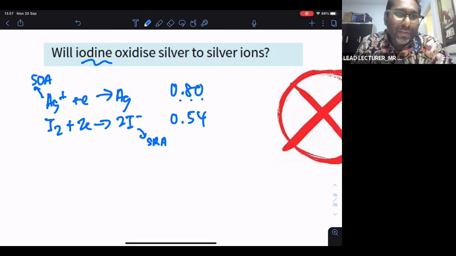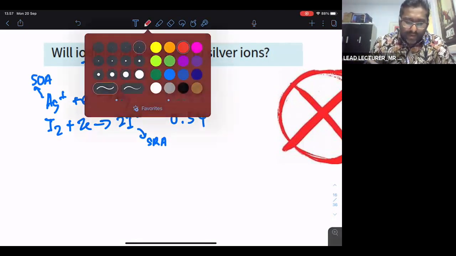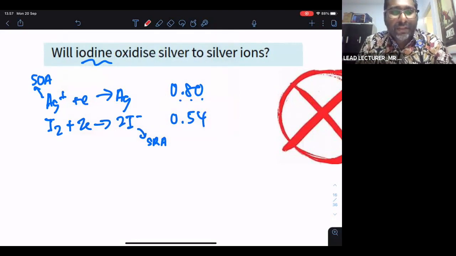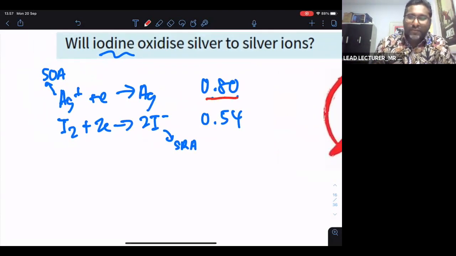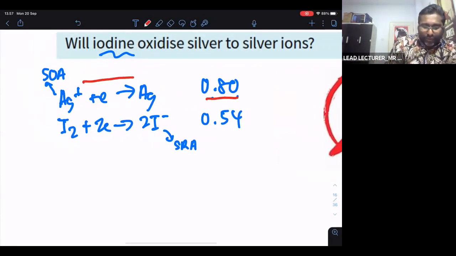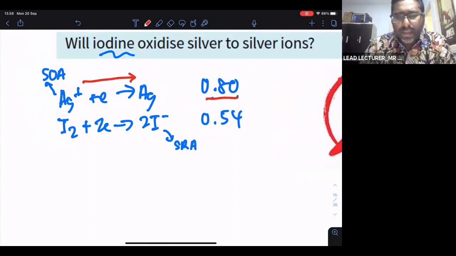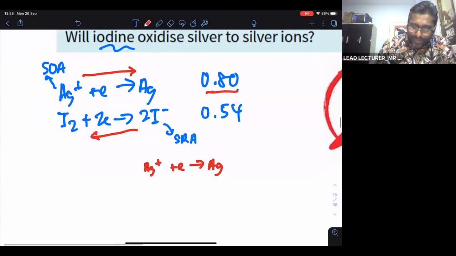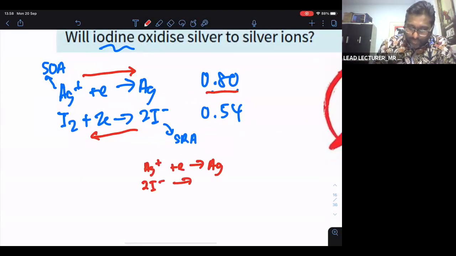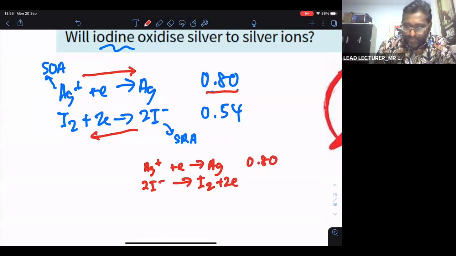If you couldn't understand this one, it's fine. Not everyone can understand every single thing. If you don't understand that, you just look at this. This is going to be a more positive value, going to the right, and this is going to go to the left. So it's supposed to be Ag plus electron to give me Ag, and 2I minus is going to give me I2 plus 2 electrons. This is going to be 0.80, and this is going to be negative 0.54.